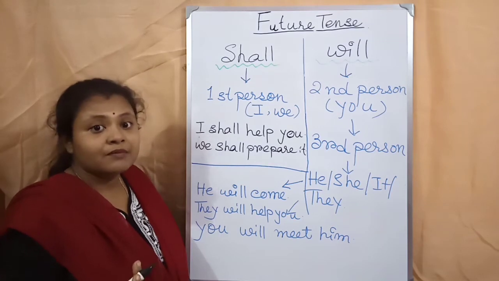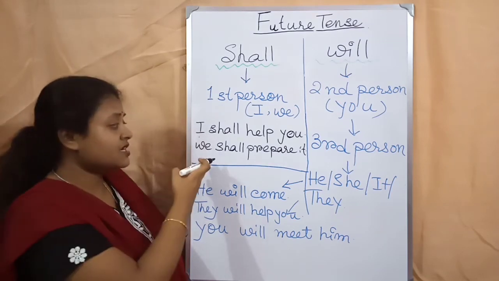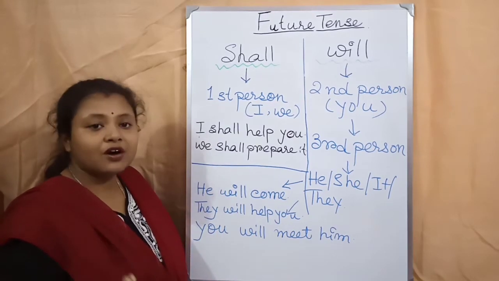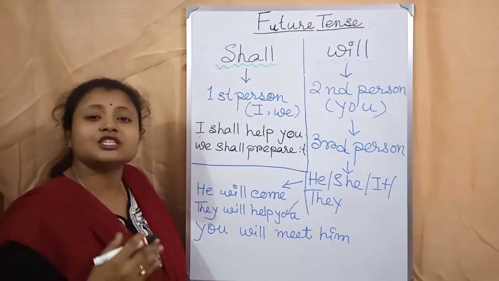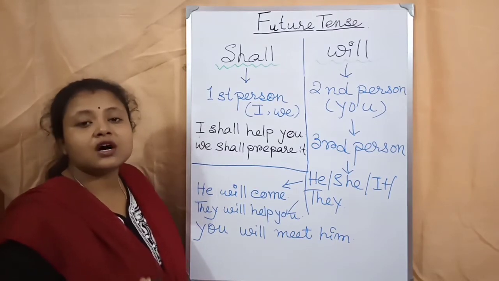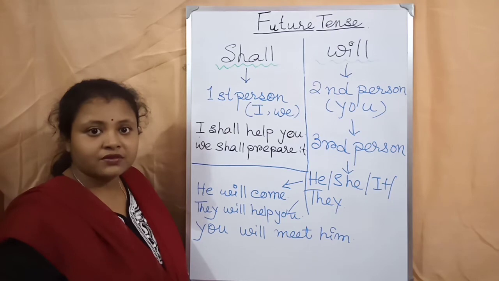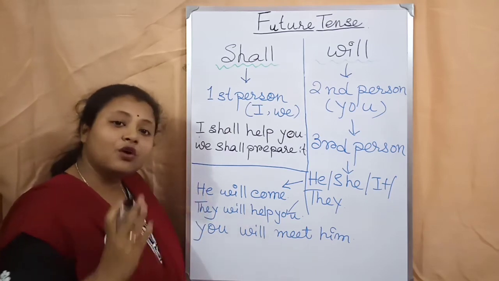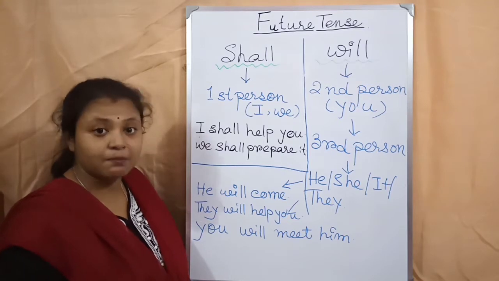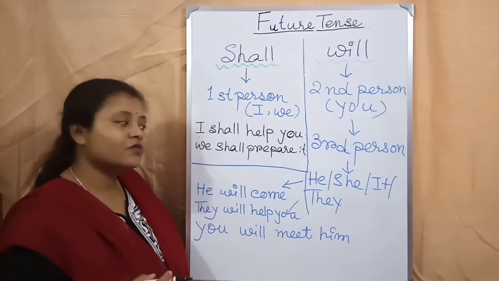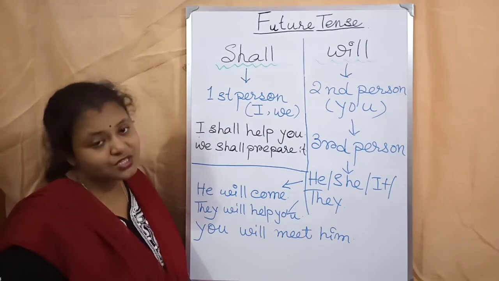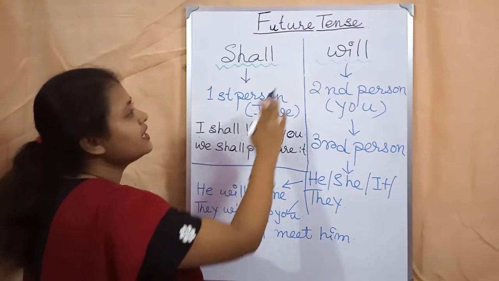Why? Ma'am, is it wrong that you have said here we shall, but now you are telling we will? Because here I am showing a strong determination. So that is why wherever there is a strong determination implied in the sentence, we can also use we will. Okay, students? Now come to will.